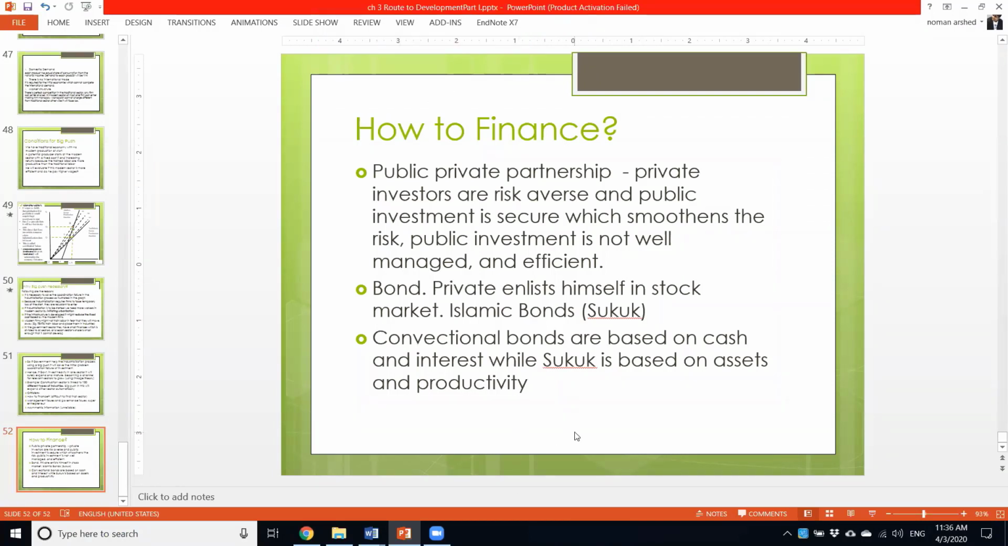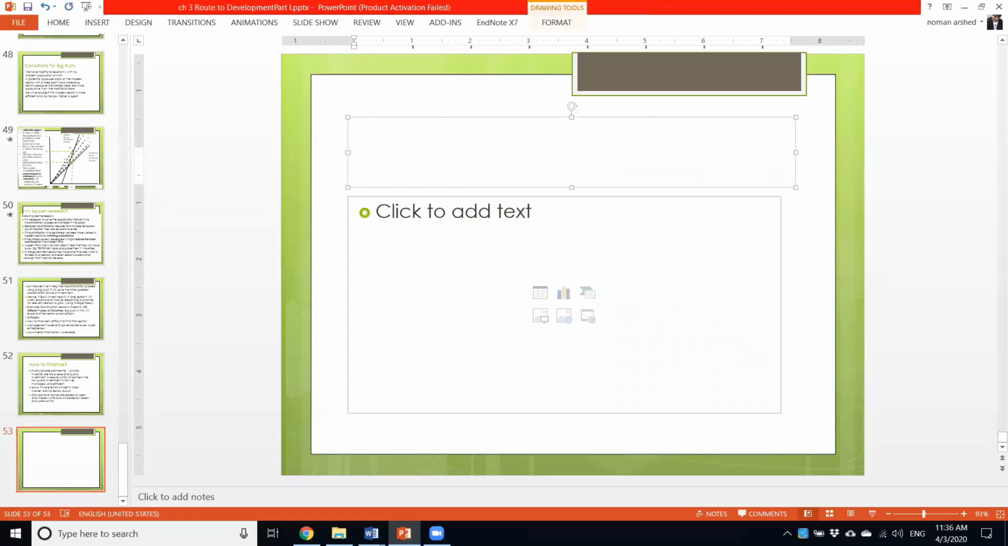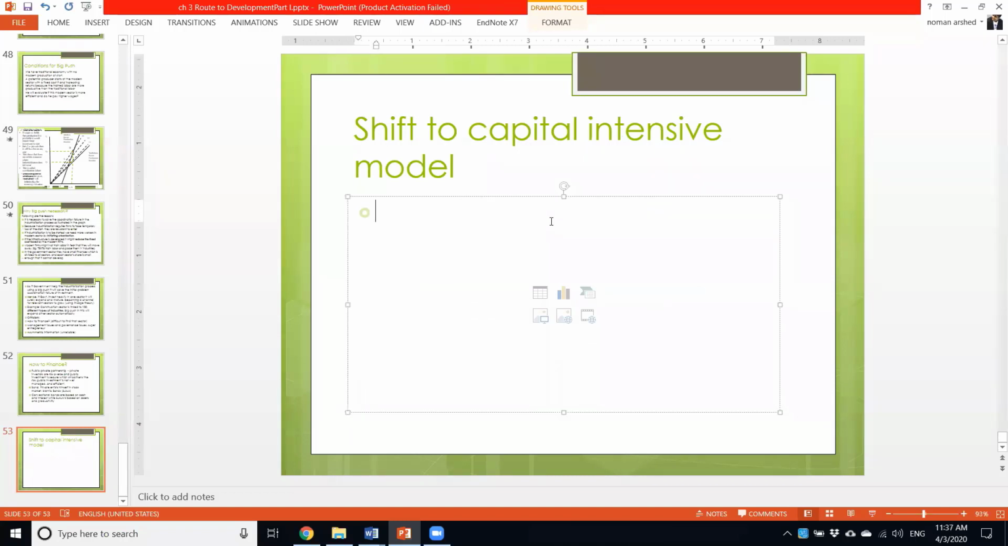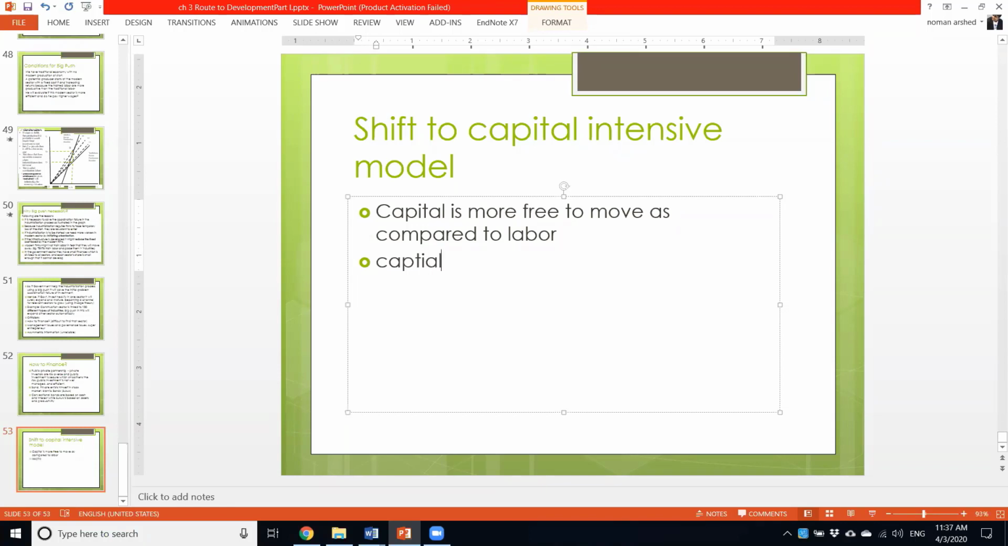The next question was, why don't we shift from labor to a capital intensive model? The problem with capital intensive is that capital is more free to move compared to labor, so you cannot easily restrict the capital. Secondly, capital owners are more vigilant and risk averse, which means that when they see a sign of a risk or a loss, they will move their capital out of the country.